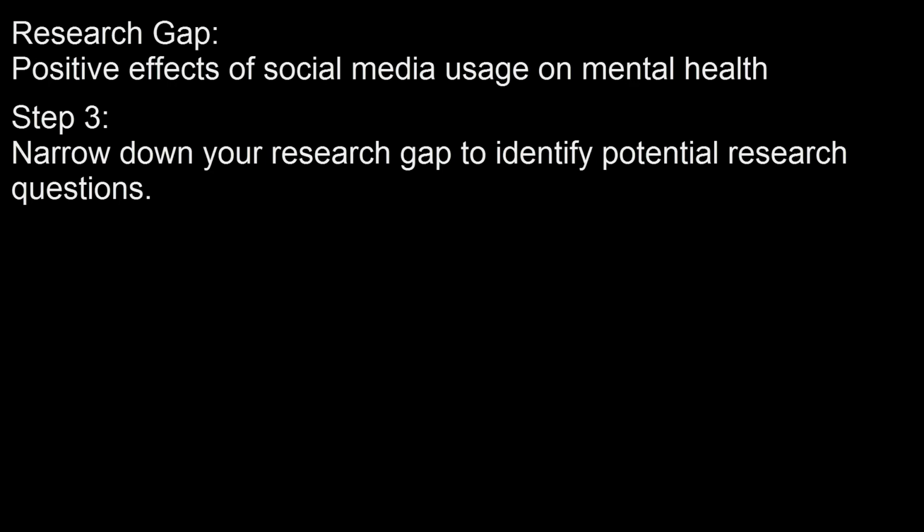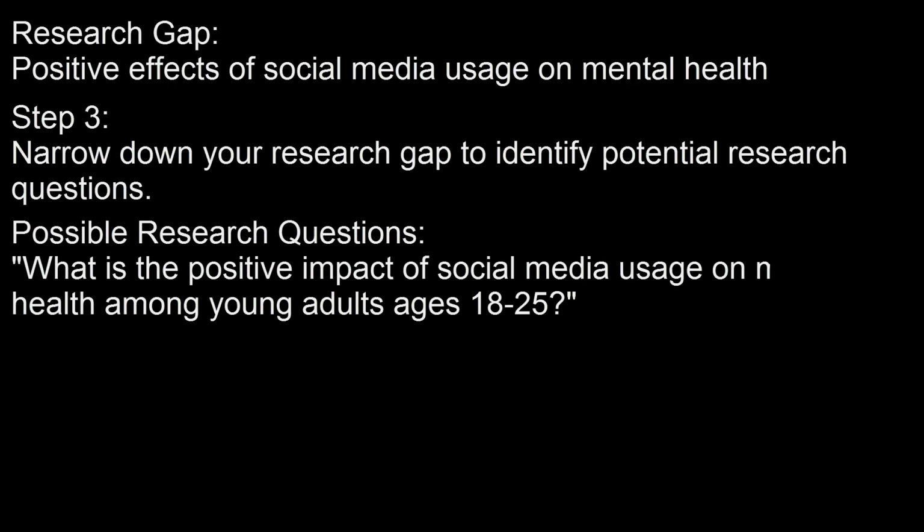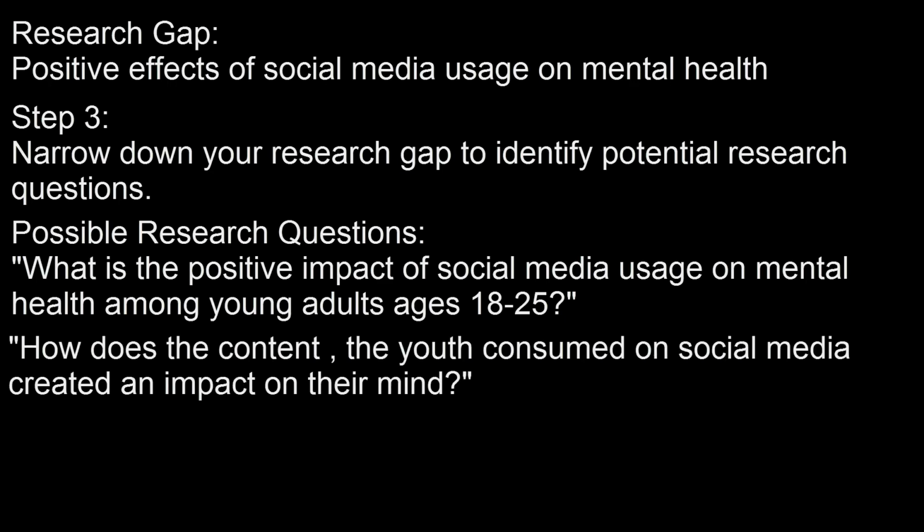So the possible types of narrowing down can be: what is the positive impact of social media usage on mental health among young adults aged 18 to 25? Now we have taken that positive impact, but we have specified an age group, so we have narrowed it down. The next one: how does the content the youth consume on social media create an impact on their mind? This can also be a possible one.